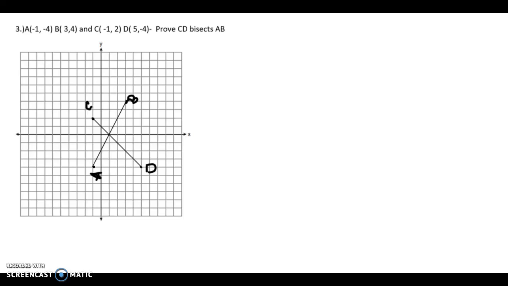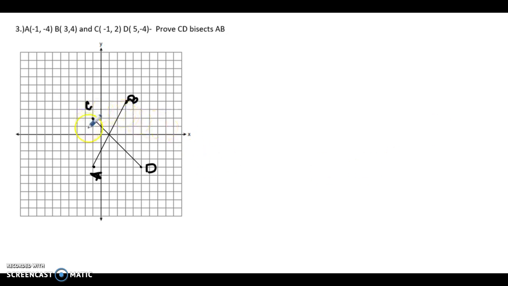Right, we are looking at Unit 9, Lesson 2, and I'm looking specifically at question number 3. I've already drawn the graph here for AB and CD, and we have 2 line segments. The question says to prove that CD bisects AB.